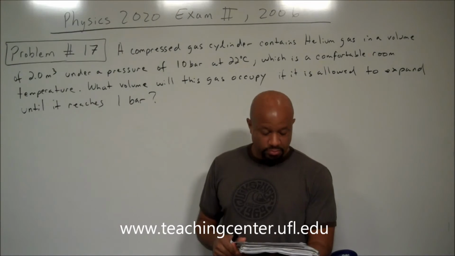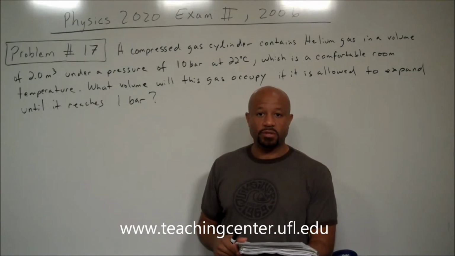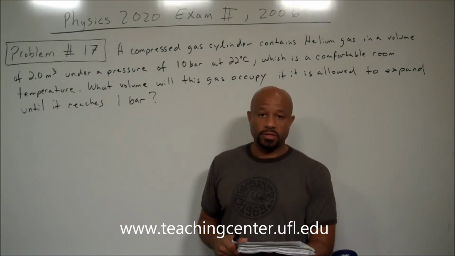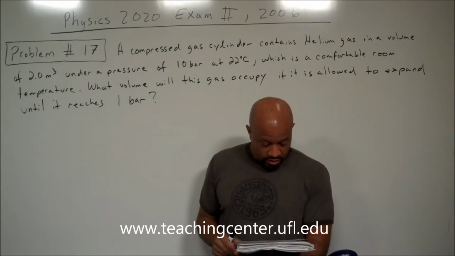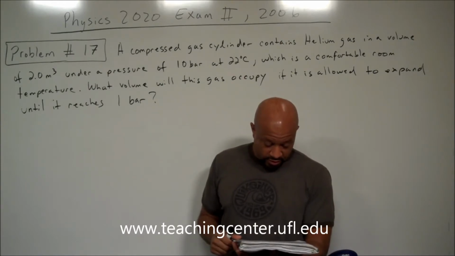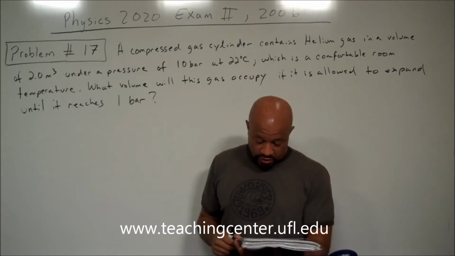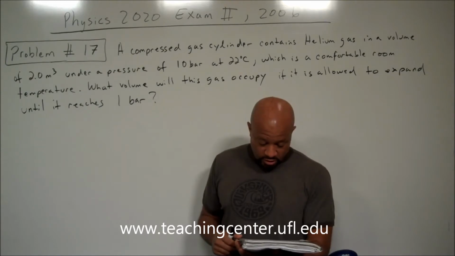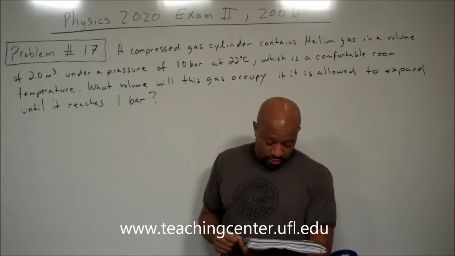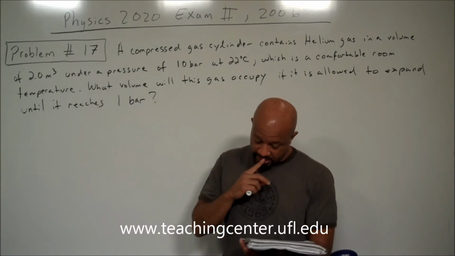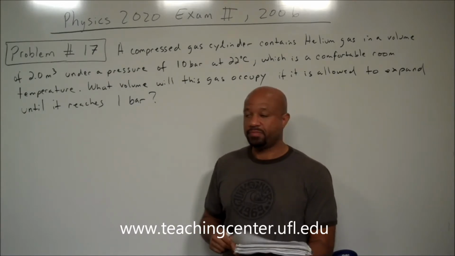Okay, so I'm going to work through problem number 17 for Physics 2020, Midterm Exam 2, year 2006. This problem says a compressed gas cylinder contains helium gas in a volume of 2.0 meters cubed under a pressure of 10 bars at 22 degrees Celsius, which is a comfortable room temperature. What volume will this gas occupy if it is allowed to expand until it reaches 1 bar?